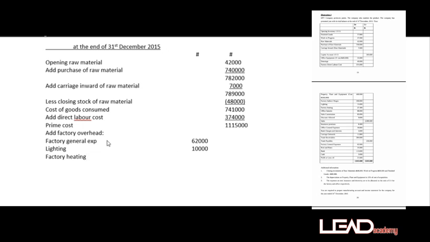Then you go for the next, factory heating. So factory heating that we have is 27,400. Then you go for the next factory overhead. We have our rent and rates.